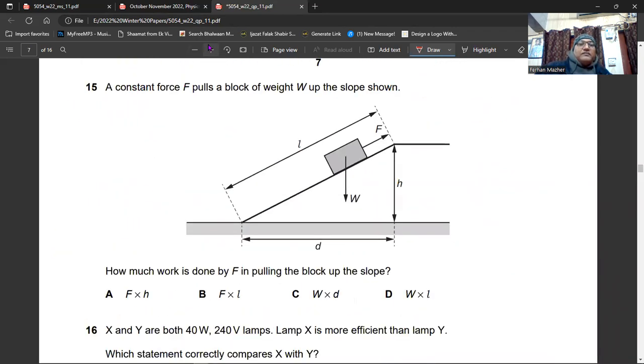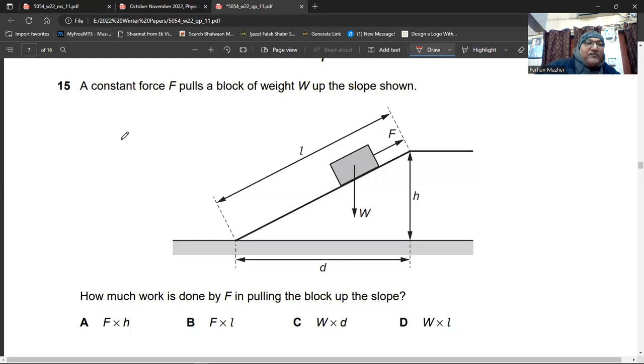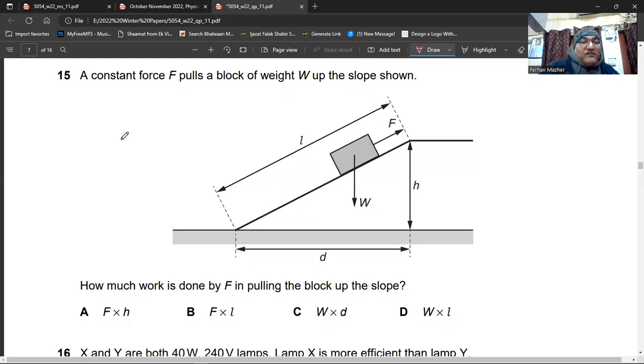Okay, here we go. So question number 15: a constant force F pulls a block of weight W up the slope shown. So this force is applied along the ramp, and the block has covered a distance of L along the ramp. But it has also gained a vertical height of H. How much work is done by F in pulling the block up the slope?